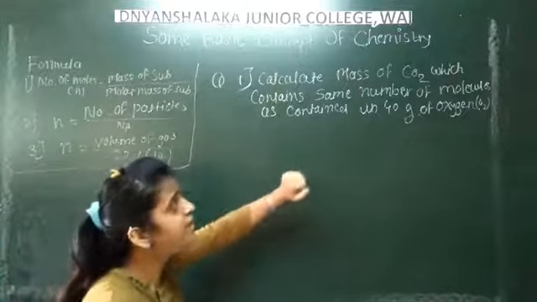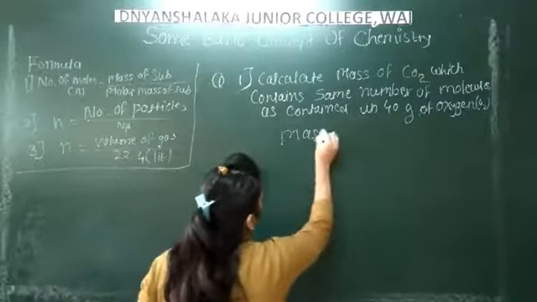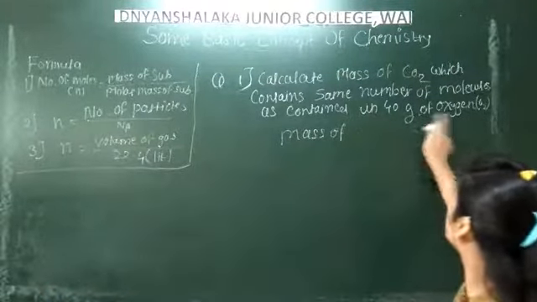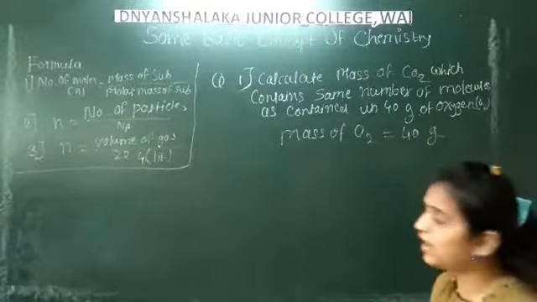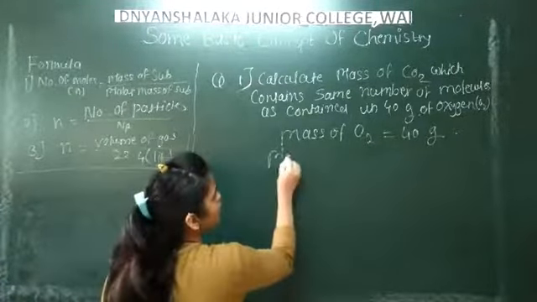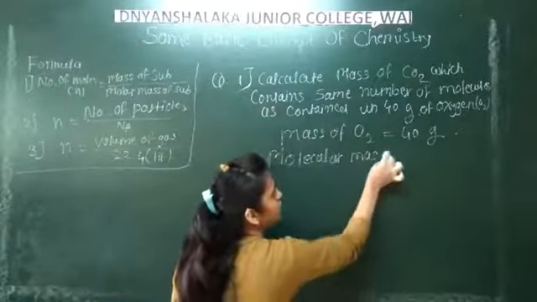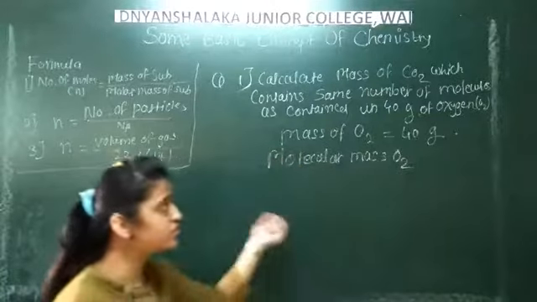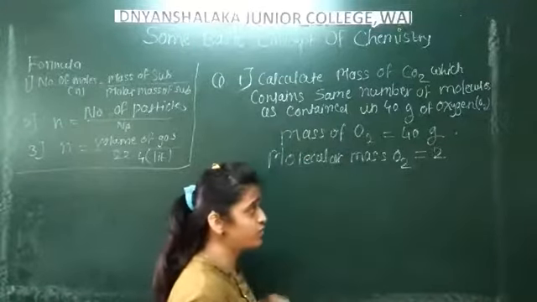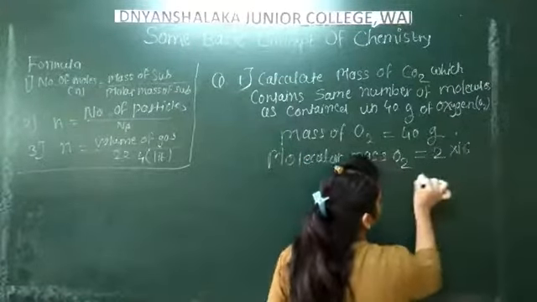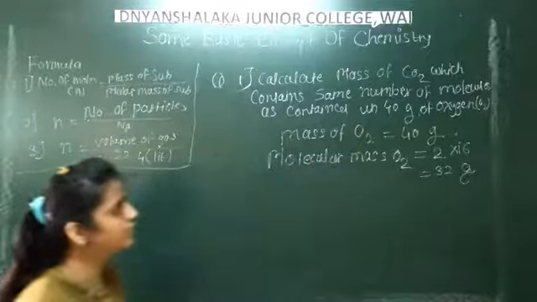In this question we are given the mass of substance, the mass of oxygen, as 40 gram, and we have to find the molar mass or molecular mass of oxygen. Oxygen is a diatomic molecule, so 2 atoms of oxygen into 16. So the molar mass of oxygen is 16 times 2, which is 32 gram.